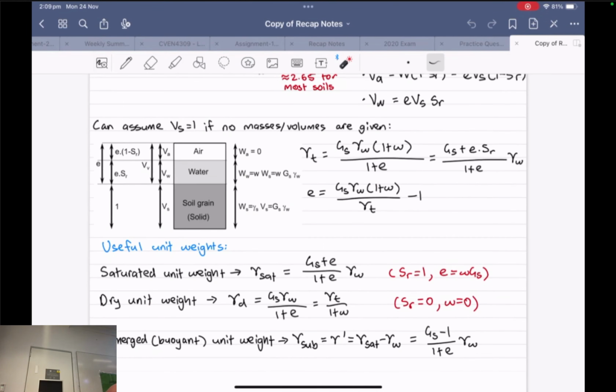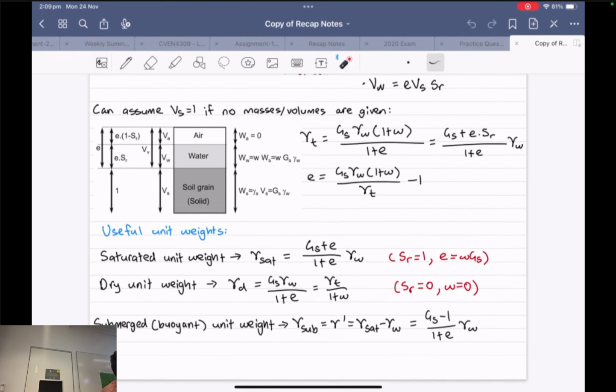Another situation is if you're not given any masses or volumes in the question, you can assume that the volume of solids is equal to 1. When you do this, there's a whole bunch of new relationships that come about. So you can get that the total unit weight is equal to this right here, or you can get the void ratio to equal that.